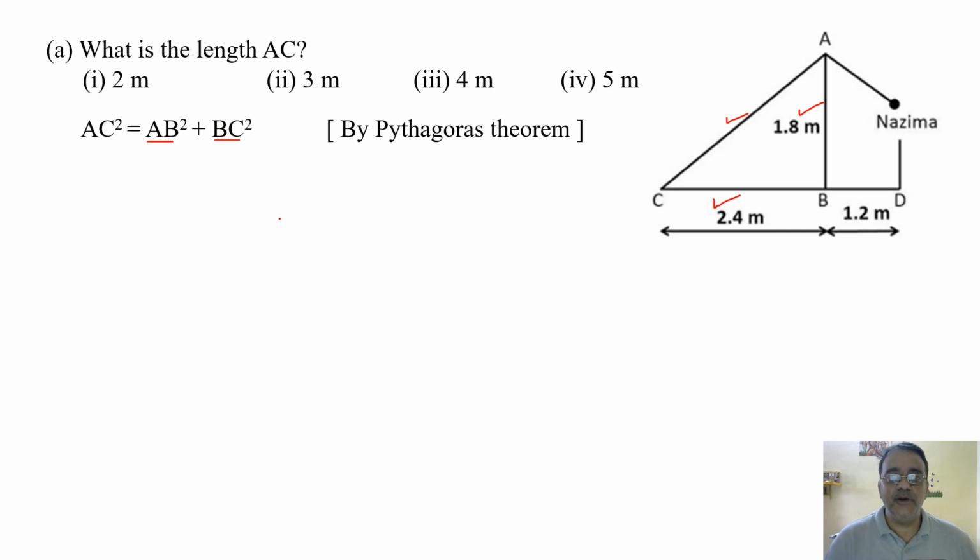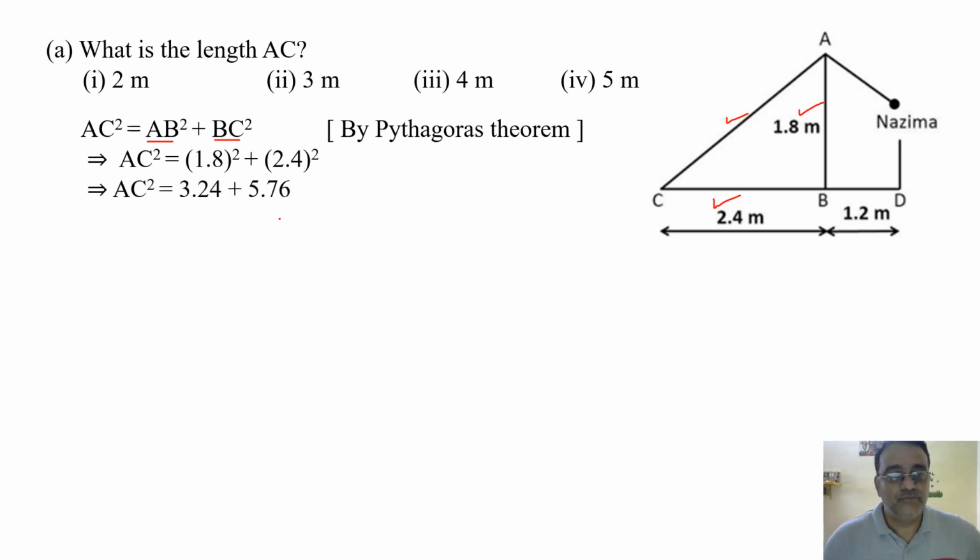Right. So 1.8, 18 square is 324, so this will become 3.24, and the square of 2.4 is 5.76. Okay, we will add both. So we are getting 9. So what is the value of AC? 3 meters. Right. So the correct option is the second one. Now we are moving toward the next question.